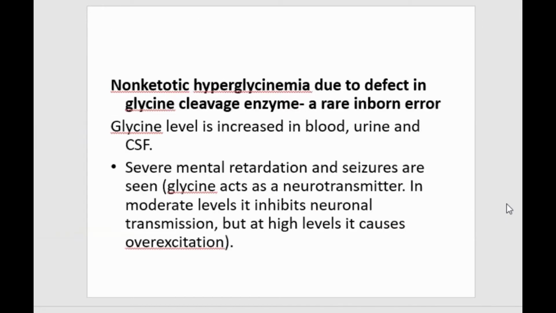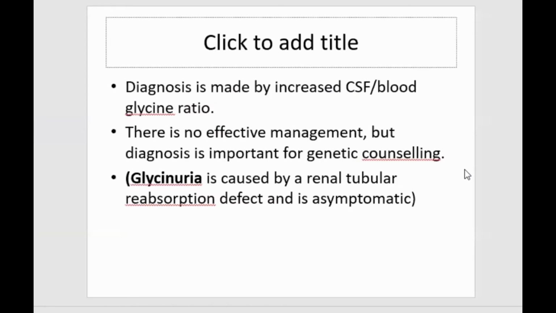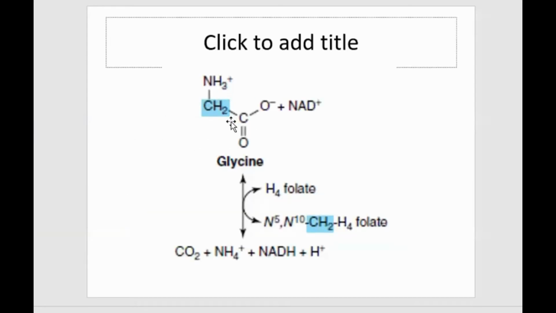So coming to the second amino acidopathy, non-ketotic hyperglycinemia. This is due to a defect in glycine cleavage enzyme, which is a rare inborn error. This is the action of the glycine cleavage enzyme. In the presence of tetrahydrofolate, the tetrahydrofolate takes the 1 carbon, converting it to N5, N10 methylene tetrahydrofolate. The nitrogen is freed as ammonia, and the carbon is converted to carbon dioxide. So all the atoms are metabolized by the glycine cleavage enzyme.